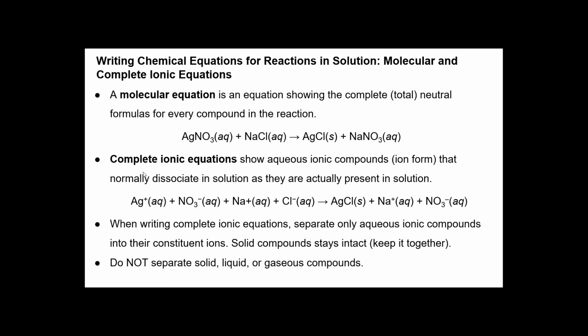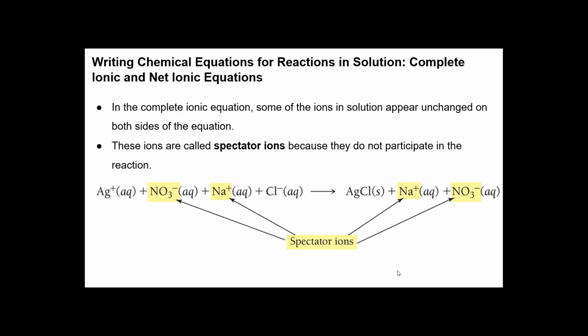Writing a complete ionic equation, separate only aqueous ionic compounds into their constituent ions. Basically, that's fancy for saying we only separate aqueous ionic compounds, but we do not separate the solid. Do not separate solid, liquid, or gaseous compounds. They stay intact. So water would stay intact, O2 gas would stay intact. Okay, so this is what we're going to do, cover this ionic form.